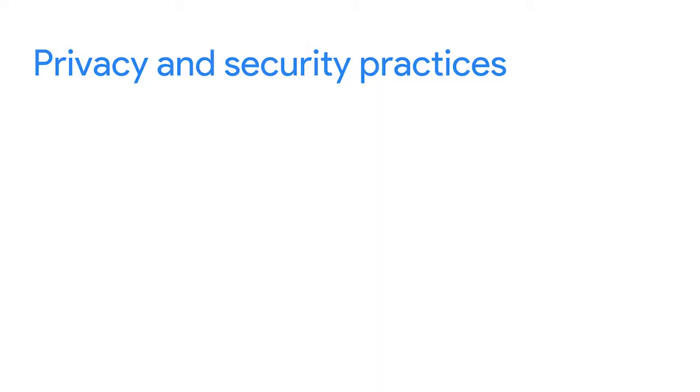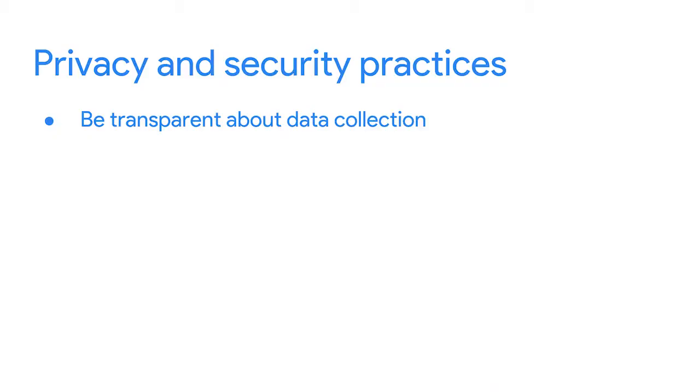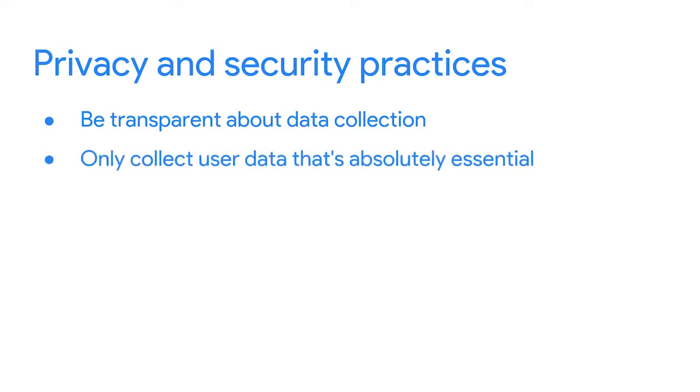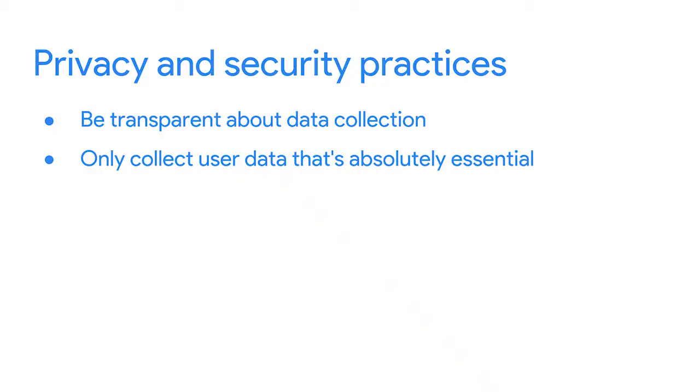Okay, so how do you do this? First off, be transparent about data collection. Let your users know what data is being collected. Next, only collect user data that's absolutely essential for your study. For example, if you don't need to know a participant's date of birth, don't ask for it. Also, get active consent from your users to have their data collected and used.